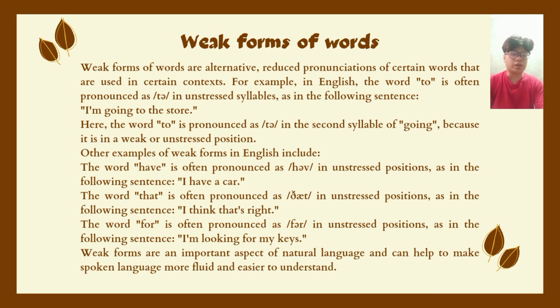Here, the word to is pronounced as tuh in the second syllable of going because it is in a weak, unstressed position. Other examples of weak forms in English include the word have, which is often pronounced as uv in unstressed position, as in the following sentence, I have a car.